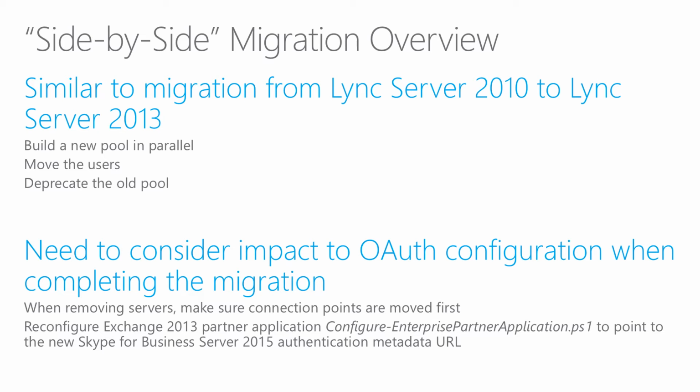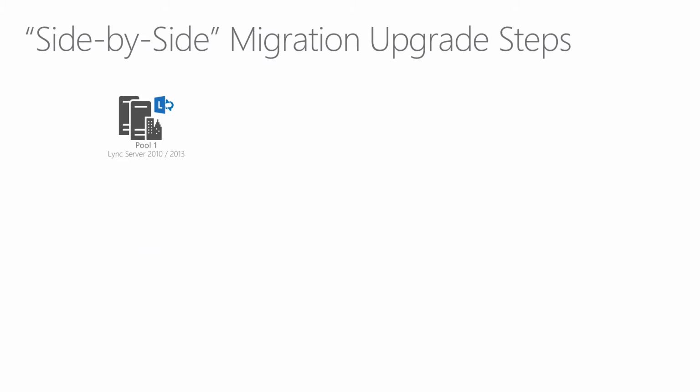One important point to note is that if you have an existing Lync Server 2013 environment, you must ensure that the connection points for the OAuth configuration are moved from the old servers to the new servers prior to the decommissioning of the old servers. To modify the OAuth configuration, you would use the Configure Enterprise Partner Application PowerShell script. So let's take a look at those migration steps in a little bit more detail.